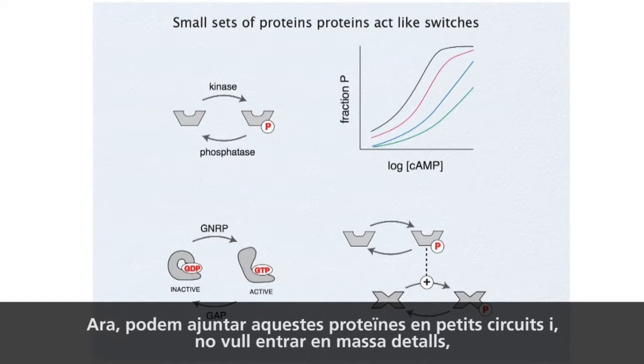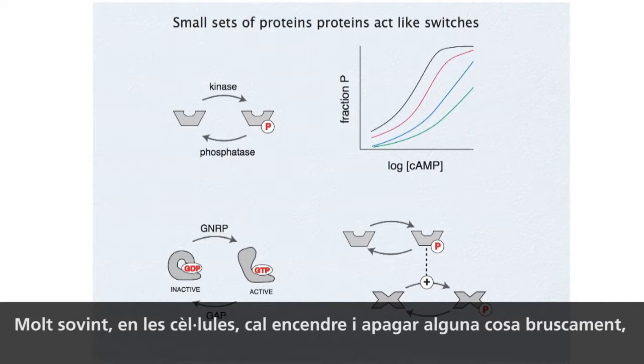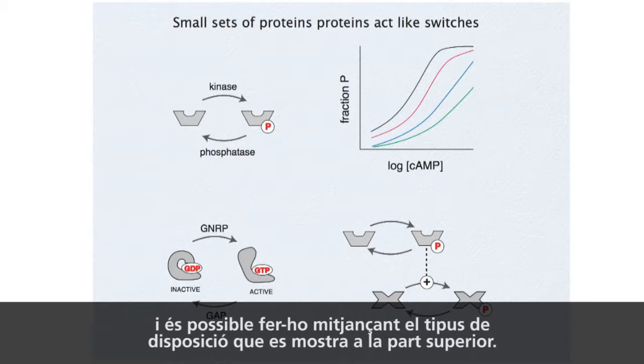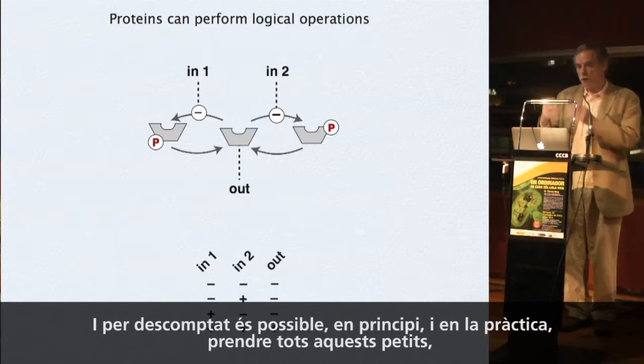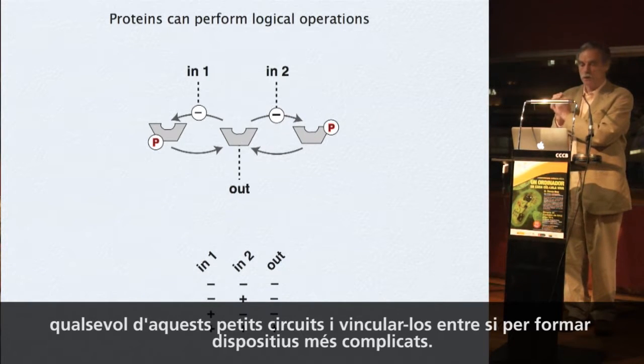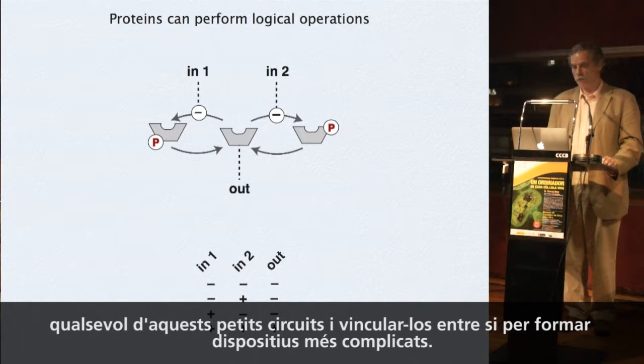Now you can put these proteins together in little circuits, and I won't go into a lot of detail, but particularly common is the formation of a switch. Very often in cells you need to turn something on and off very sharply, and you can do it by means of the kind of arrangement shown at the top. And of course you can, in principle and in practice, take any of these little circuits and link them together to make more complicated devices.